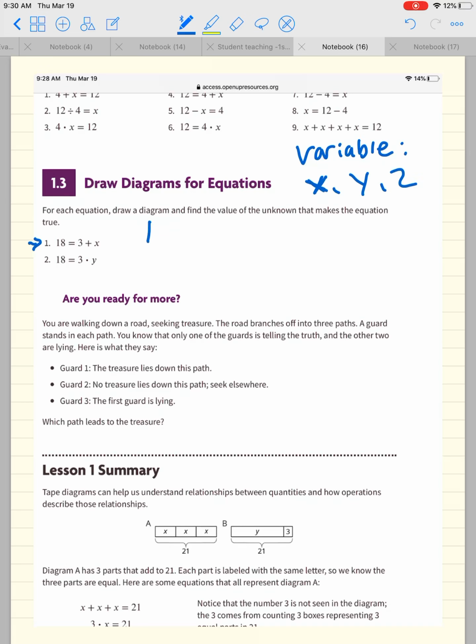So I'm going to start out by drawing my bar or my rectangle. And I know that the total is going to be equal to 18. Now, I have two values. I have 3 and I have x, and together they're going to equal 18. Go ahead and pause this video and try on your own to finish the diagram.